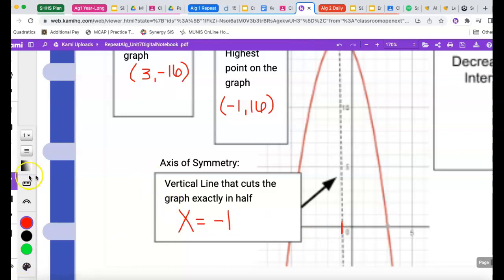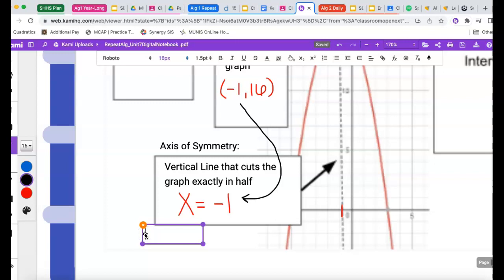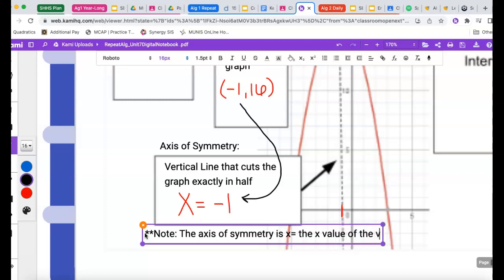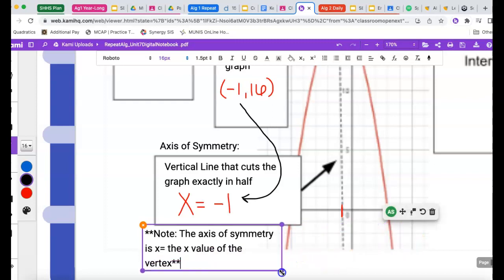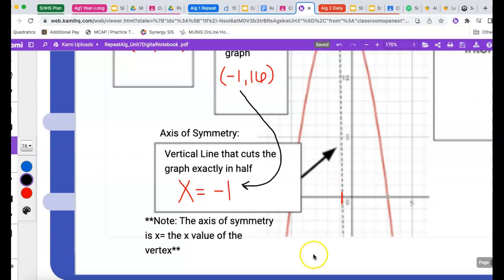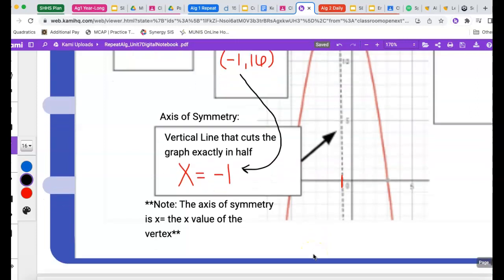I'll also give you a little hint. The axis of symmetry is the x value of whatever the vertex is. So if you know what the vertex is, just take the x value of that, and that's going to be your axis of symmetry. So I'm going to write that little note down here. The axis of symmetry is x equals the x value of the vertex. So that's actually super helpful to remember. If you know what the vertex is, all you got to do is find the x value of the vertex, and that's your axis of symmetry.